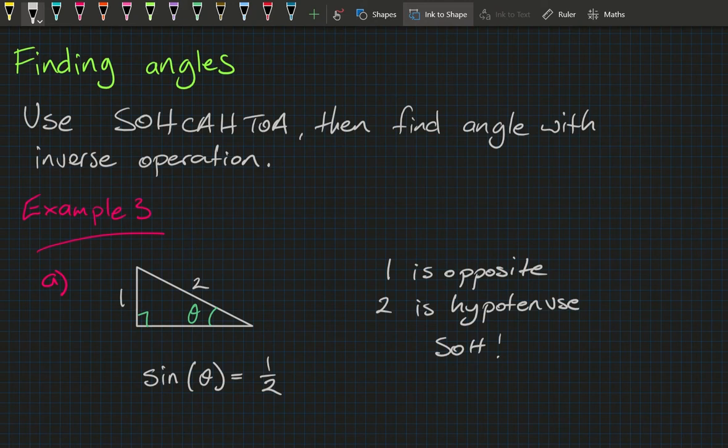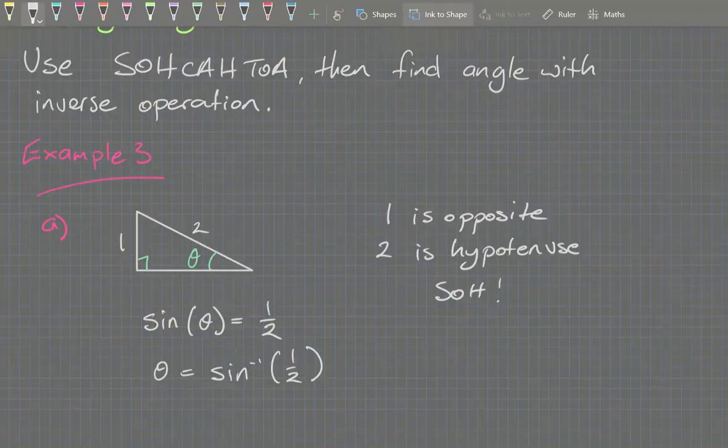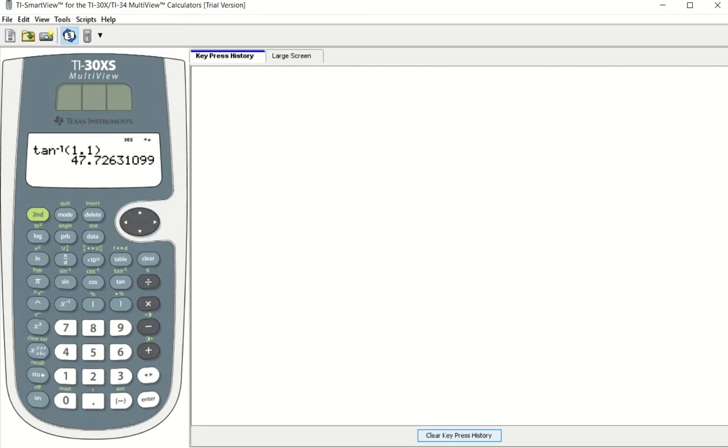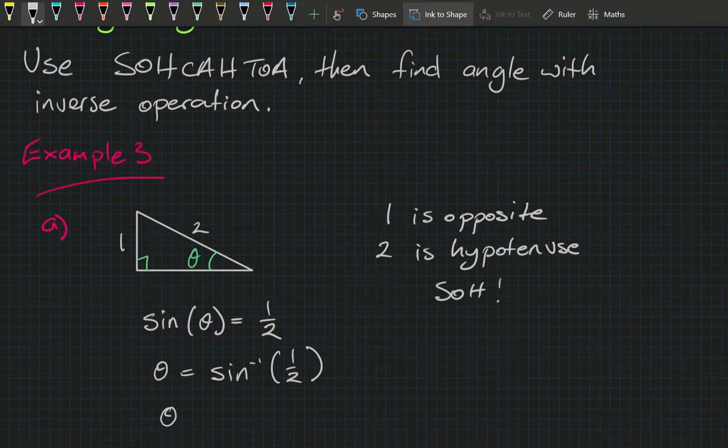In other words, opposite over hypotenuse. And therefore, theta is going to equal sine to the minus 1 of a half. So let's use our scientific calculator and clearing up what we did earlier. So sine to the minus 1 of a half is equal to 30. So therefore, theta is equal to 30 degrees. Okay, so that was nice and straightforward.